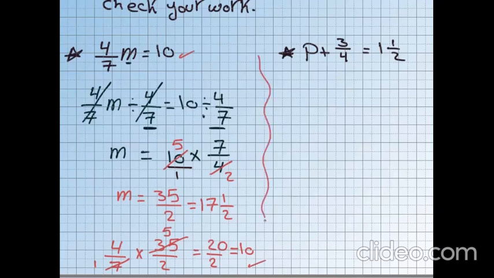If we have another question, p plus 3 over 4 equals 1.5. Here I will also do the inverse operation. It's addition. Addition means what? The inverse is subtraction. I will subtract the 3 over 4 from both sides. P plus 3 over 4 minus 3 over 4 equals, and we also subtract from the other side, minus 3 over 4.